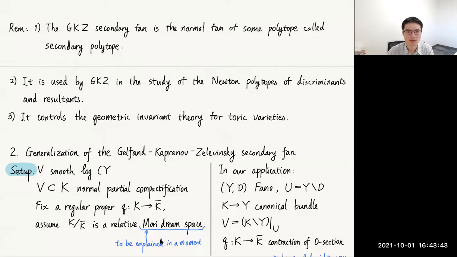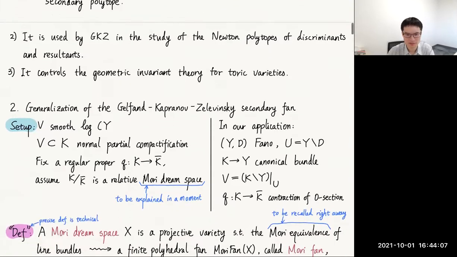Maybe for the moment, you can just keep in mind this more general setup. It's just a Calabi-Yau partial compactification together with some contraction map. So we have V Calabi-Yau, some partial compactification K, and we contract something in K. We get K bar. Let me explain what a Mori dream space is.